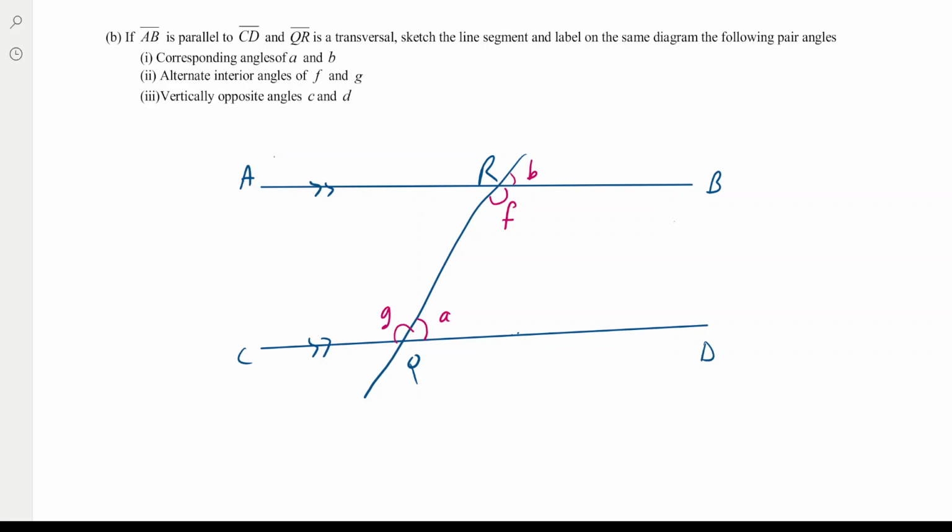Vertically opposite angles C and D, dear students. If this angle here is C, and the angle opposite it we are going to put as angle D. And by this consideration, actually you have vertically opposite angles.